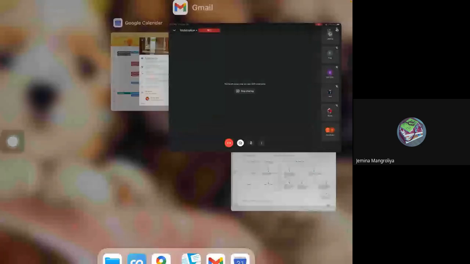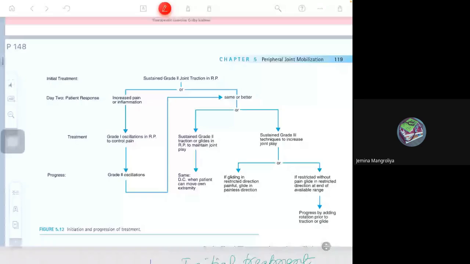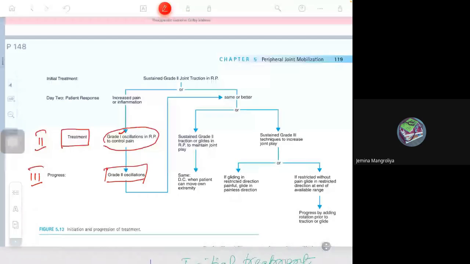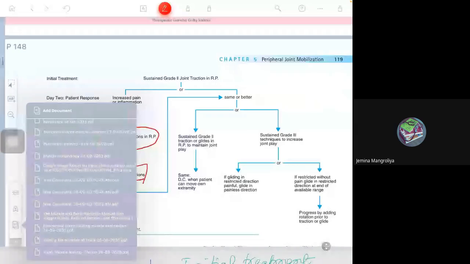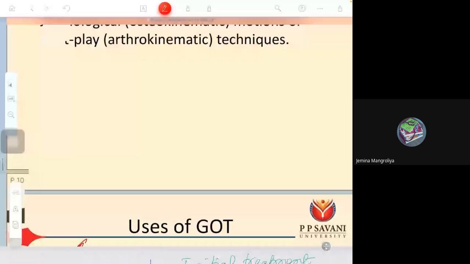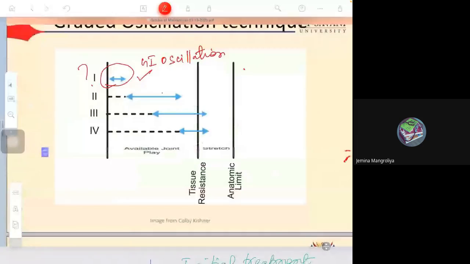So now, this is the second day treatment. And now, third day, this is progression. Next, how will you progress? After giving grade 1 oscillation, now you will go for grade 2 oscillation. Clear? What is grade 2 oscillation? Here, this one, grade 2 oscillation.